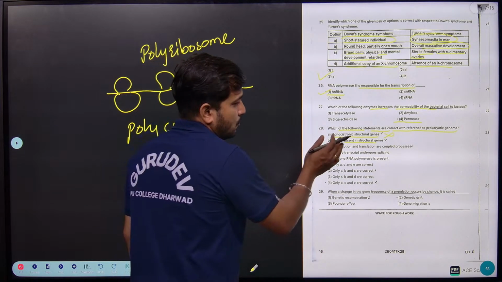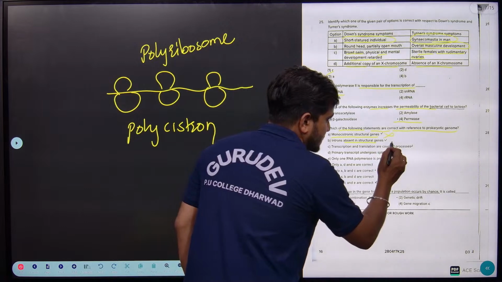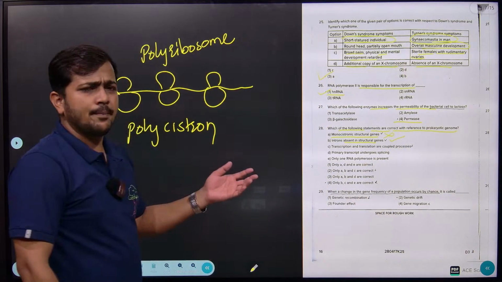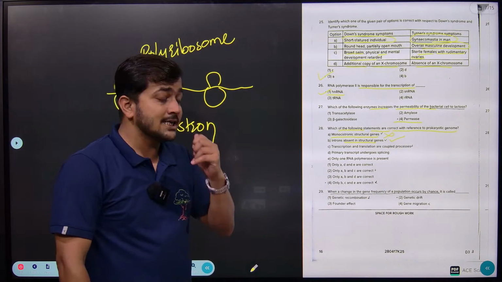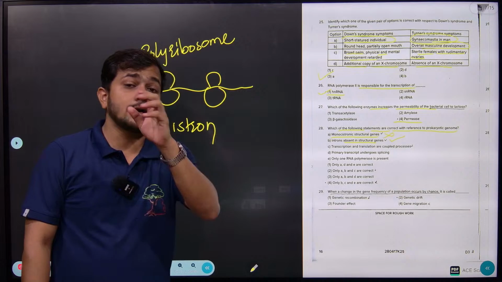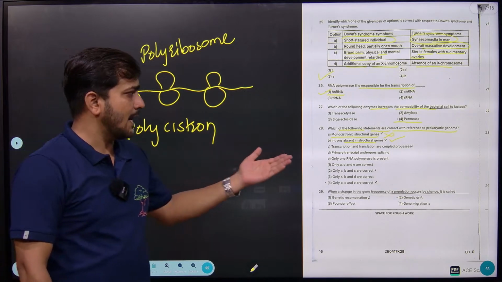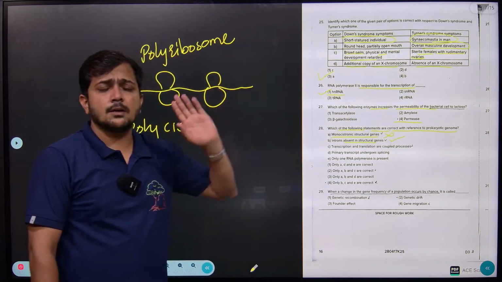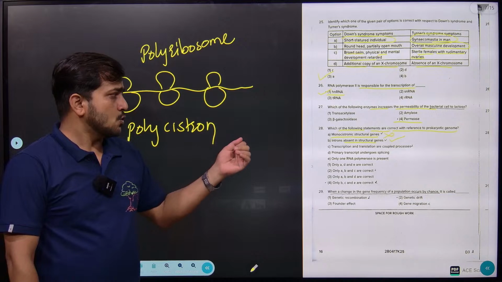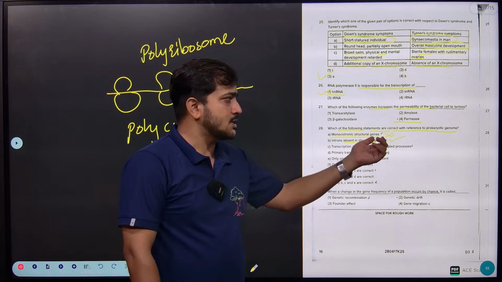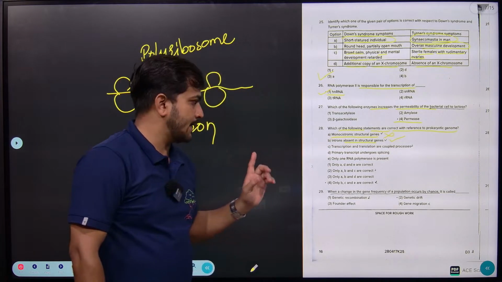Then, introns absent in structural genes, right? Introns are absent in the structural gene. So this statement is correct. There will not be any introns because there is no splicing or formation of hnRNA taking place in prokaryotes, right? So here intron is absent in the structural gene. So this is actually correct here.